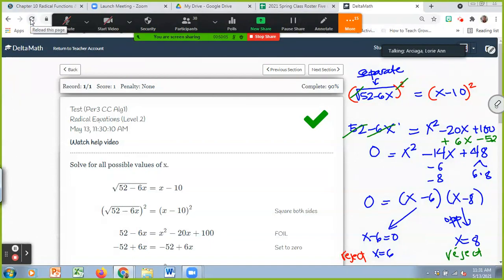Refresh your thing right here. Did you type in anything? Don't type in anything, okay? And then submit it. Huh? Yeah, don't type in anything. Click submit. Did it work?